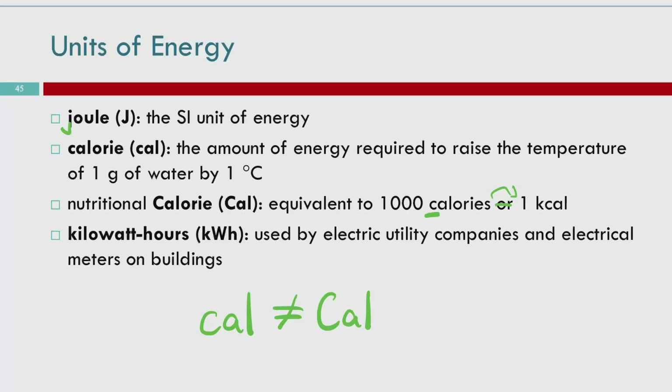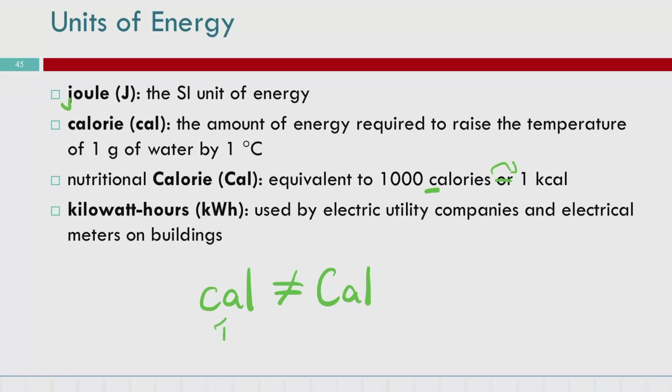The lowercase c is smaller. The capital C is the one that you see on the nutrition facts. And then another unit of energy that we have is kilowatt hours. And that's typically the one that you'll see on your power bill.